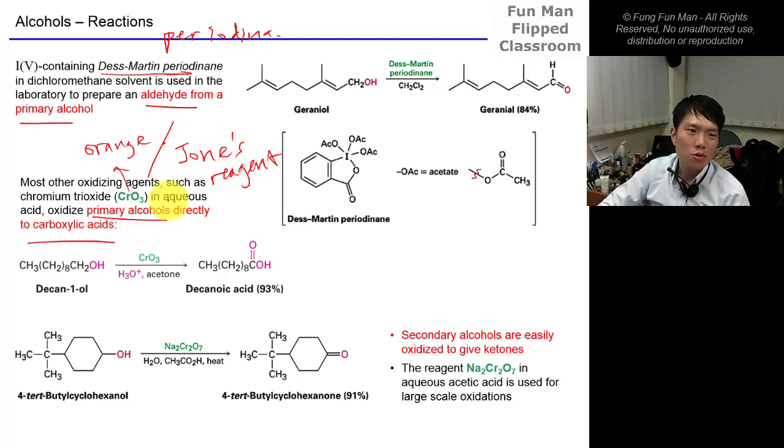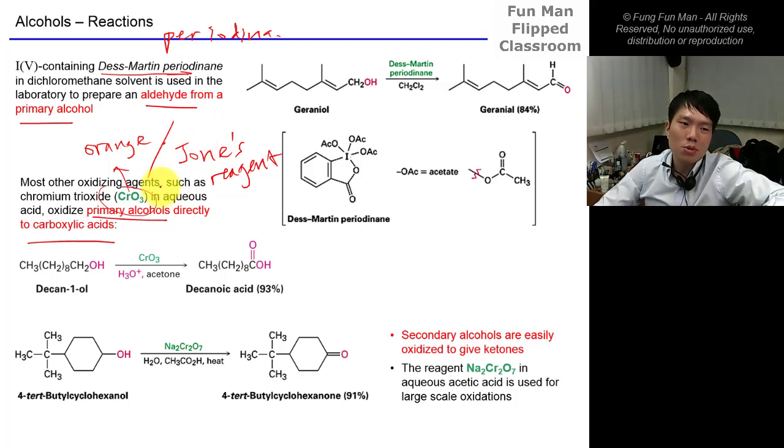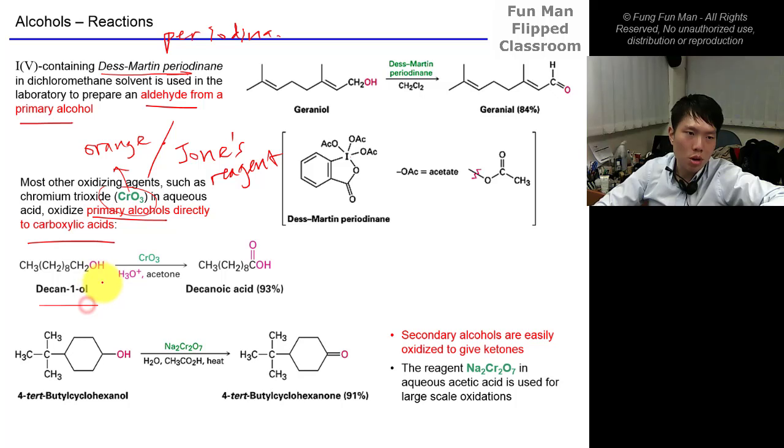Nowadays people try not to use anything with chromium because it's quite toxic, heavy metal poisoning, but there are still people who stick to it because it's quite colorful. So from decan-1-ol, which is a primary alcohol, throw in the Jones reagent, you get decanoic acid. For the third, take note, tert-butyl cyclohexanol, you do oxidation using dichromate(VI), you get the ketone.